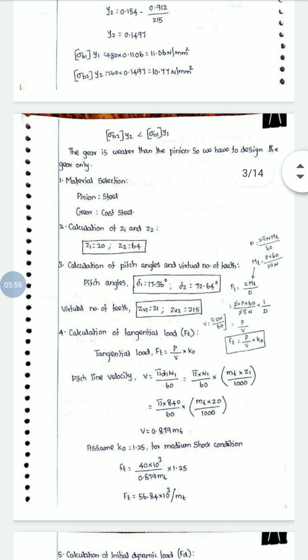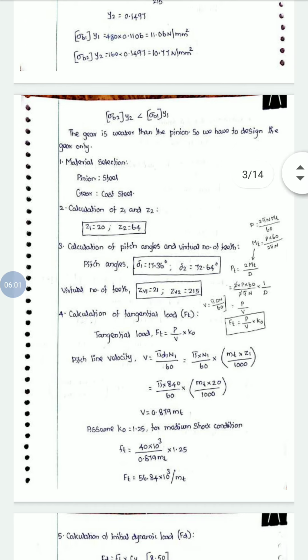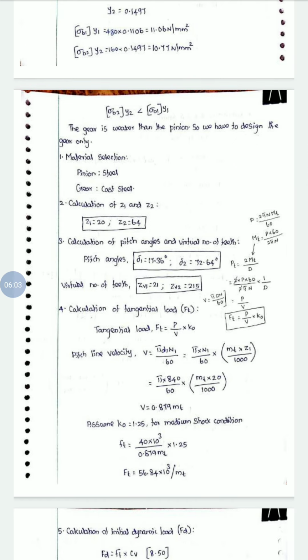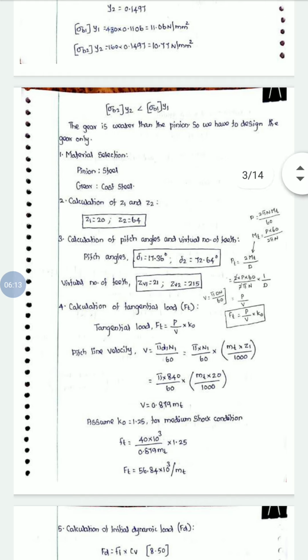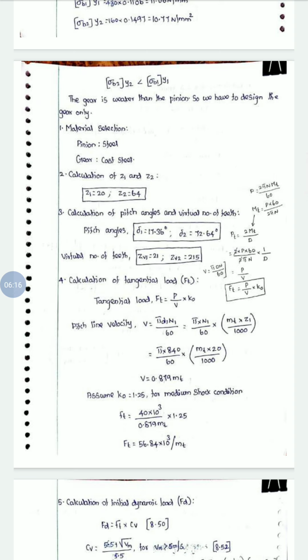So after finding that, we can find σb1 y1 and σb2 y2. So σb1 y1 value is equal to 11.06 Newton per mm square, and σb2 y2 is equal to 10.77 Newton per mm square. σb1 y1 is the value for the pinion and σb2 y2 is the value for the gear. Hence σb2 y2 is lesser than σb1 y1. Hence the gear is the weaker material than the pinion. So we have to design for the gear only.